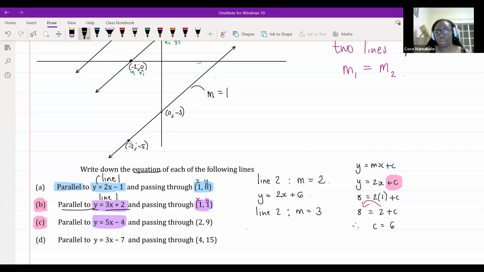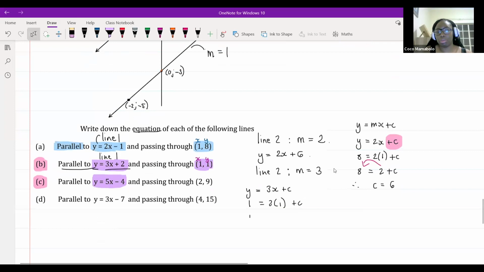So I'm going to go y equals 3x plus c, and then use the point (1, 1) and substitute to find c. I replace y with 1 and x with 1: 1 equals 3 times 1 plus c. That gives me 1 equals 3 plus c. Take the 3 over, and that becomes negative 3. Therefore, c will equal -2. So for B, my answer should be y equals 3x minus 2. That's the equation of the line.